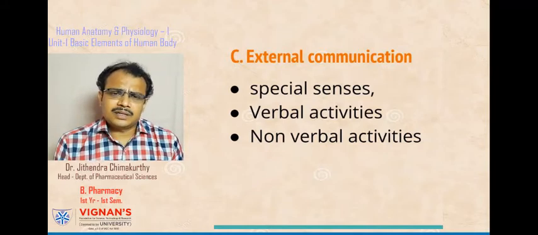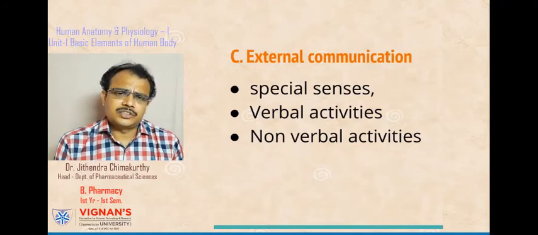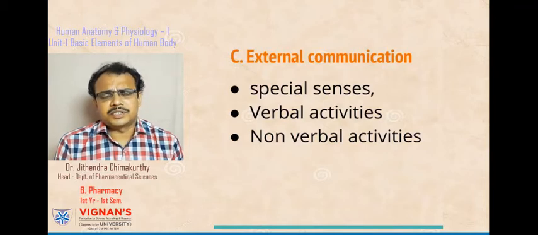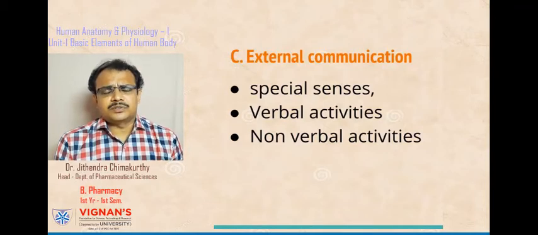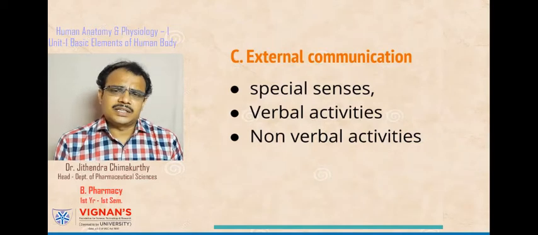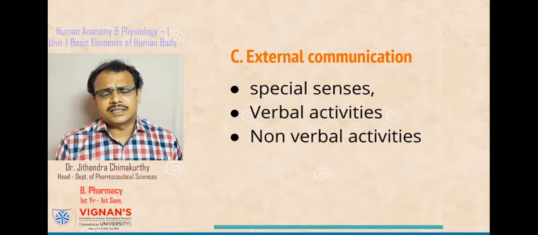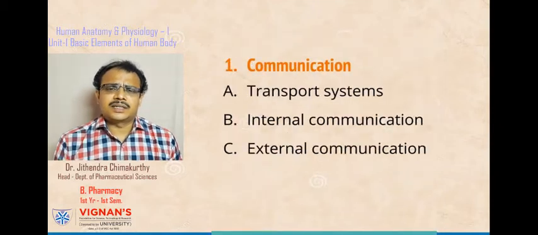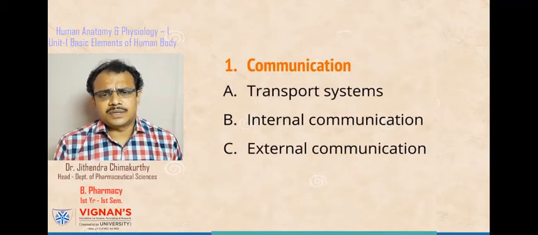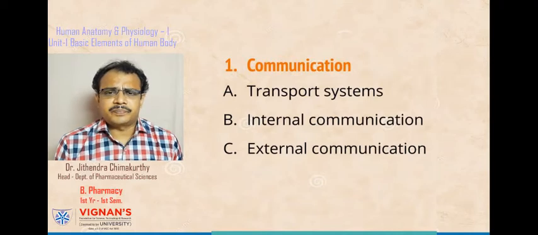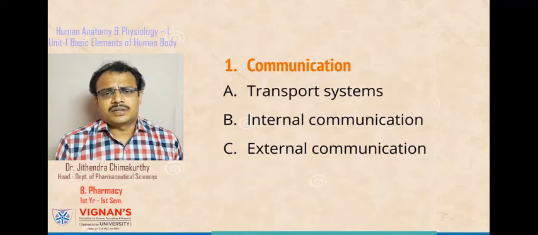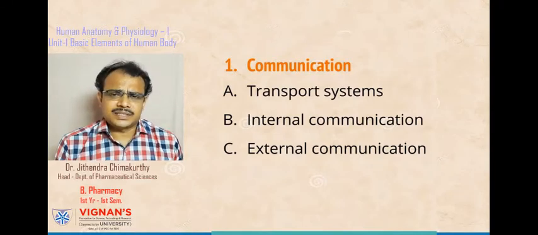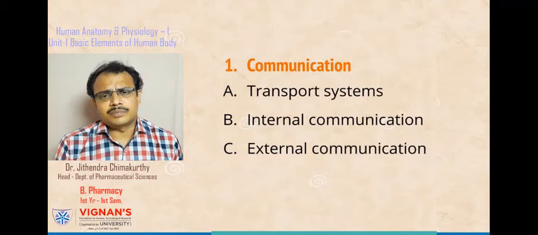Verbal communication or non-verbal communication is also a type of external communication through which humans can interact with the external environment. All these things come under communication. Transport systems, under which blood, cardiovascular system and lymphatic system. Internal communication involves nervous system and endocrine system. External communication involves special senses, verbal or non-verbal communication.